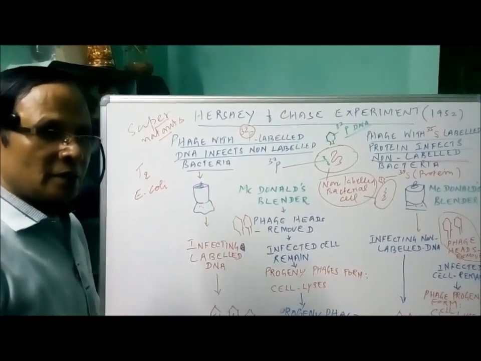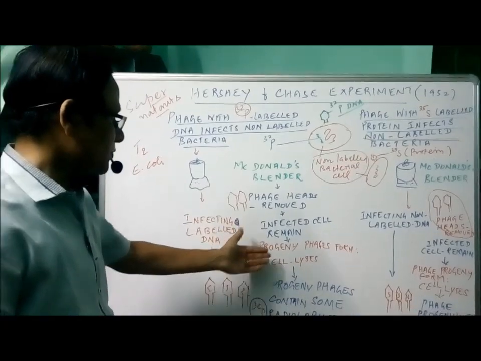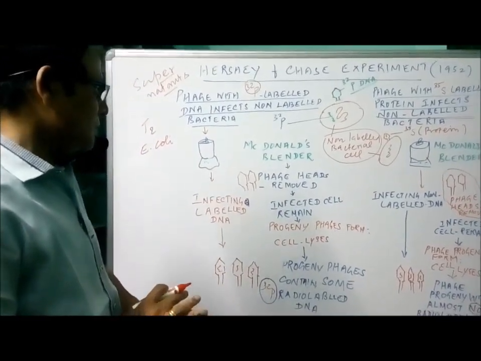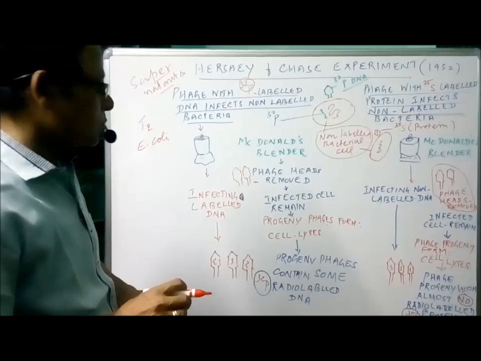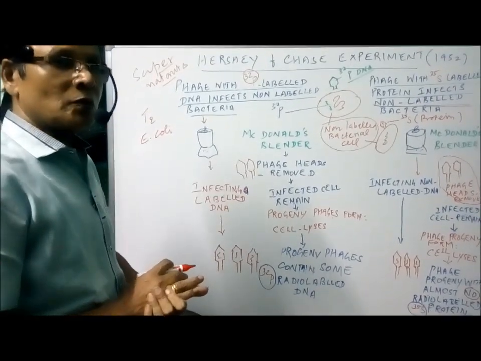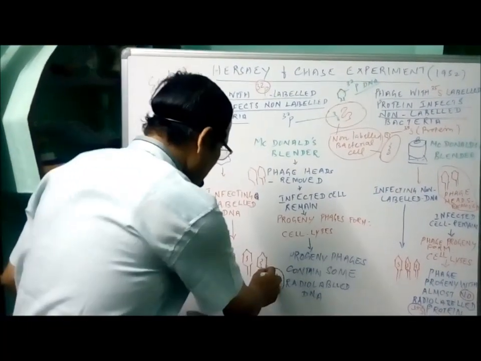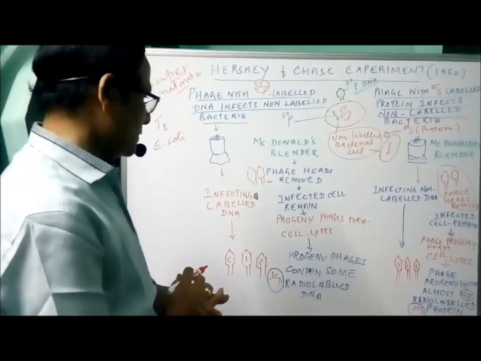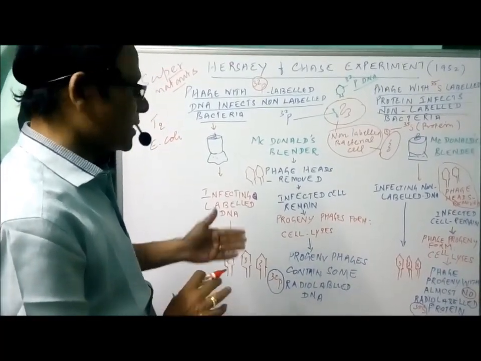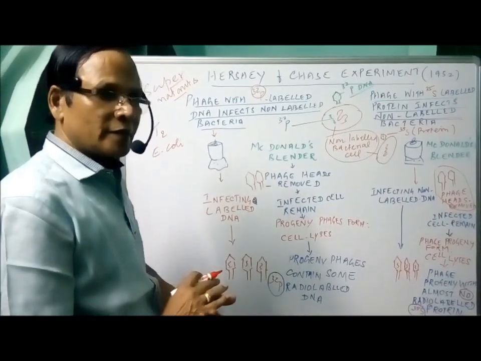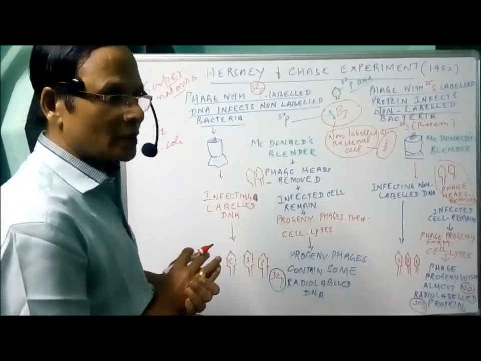Now the entered DNA caused the formation of many phages. So the infected cell remains, progeny phages form, and cell lysis occurs. Also, the agitation using the blender could be done only before lysis of the cell. When the progenies were tested for radioactivity, they contained P32 radio-labeled DNA. So progeny phages contain radio-labeled DNA and there was no protein entered inside. The capsid was left outside. When radioactivity was tested, the bacterial cells showed phages with only P32 radio-labeled DNA.